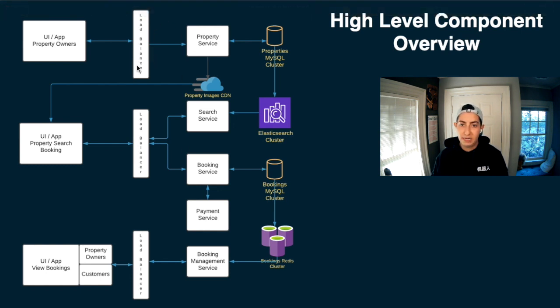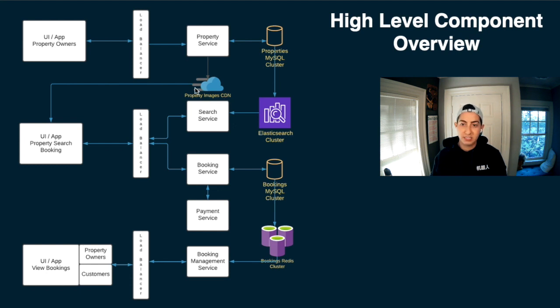So here we have a load balancer, which is just for the property owners. And we have this property service, the property service backend, right? And that more or less interfaces with the properties MySQL cluster. That's where the property owners can upload and update their properties. So that's where all of the properties are stored. This then drives this property images CDN.